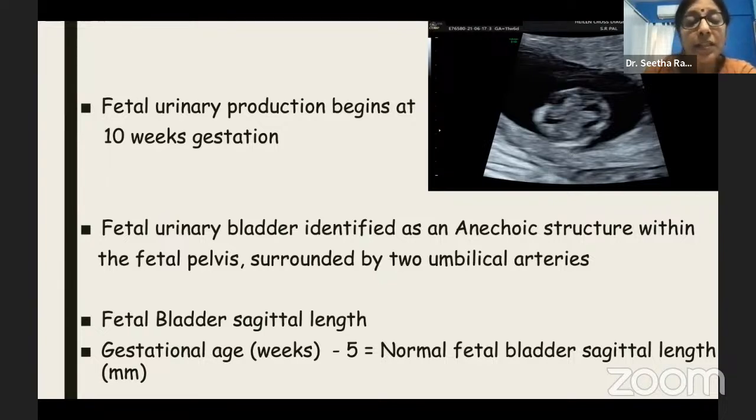And a rough estimate would be to measure the bladder sagittal length: the gestational age of the fetus in weeks minus 5 will give you the normal fetal bladder for that gestational age. So that is a rough estimate, as we have for our MCA PIs and so on.